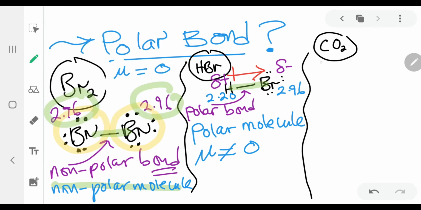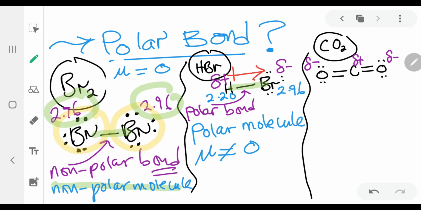For example, right here, carbon dioxide, we do know that the shape of carbon dioxide is linear like this. Between carbon and oxygen, carbon is situated in group 14, oxygen is situated in group 16. Therefore, the oxygen atom will be more electronegative, and carbon will be more electropositive, because carbon is situated in group 14 and oxygen is situated in group 16.